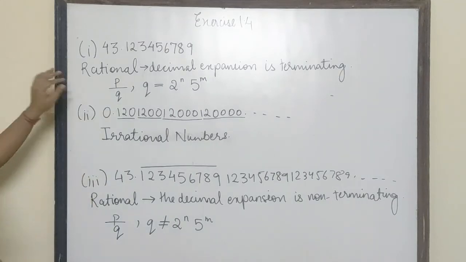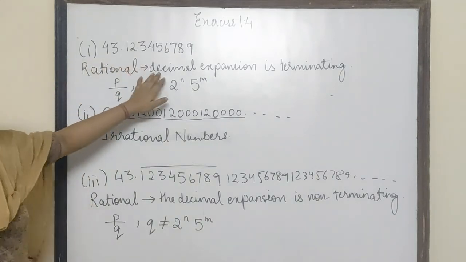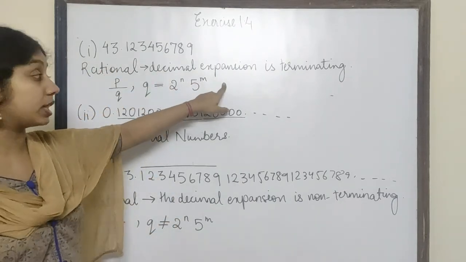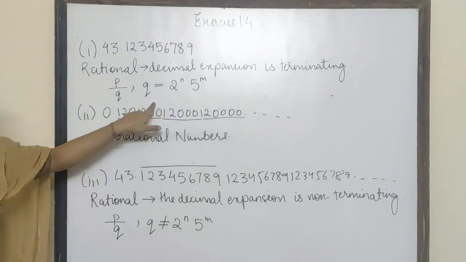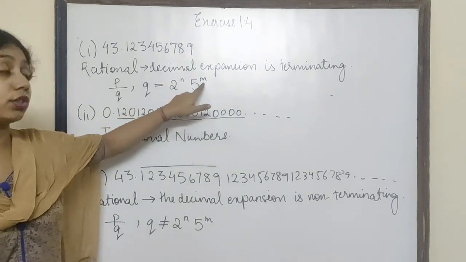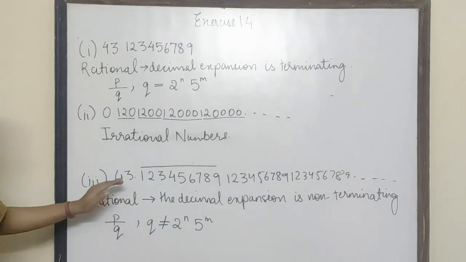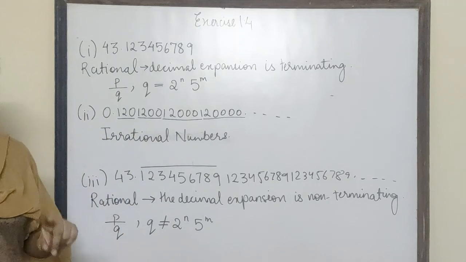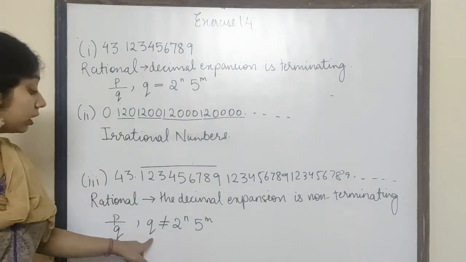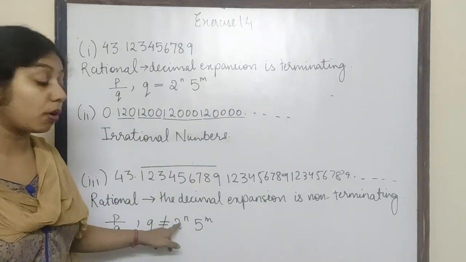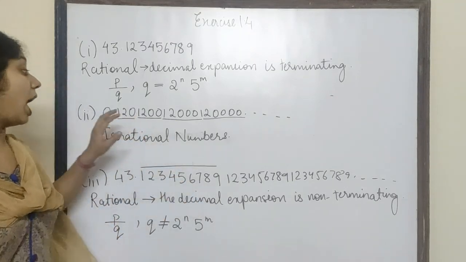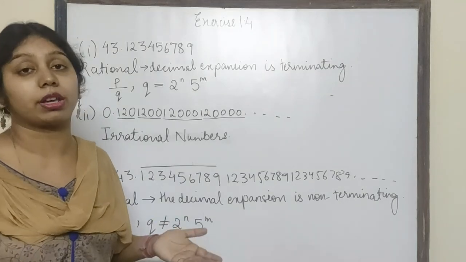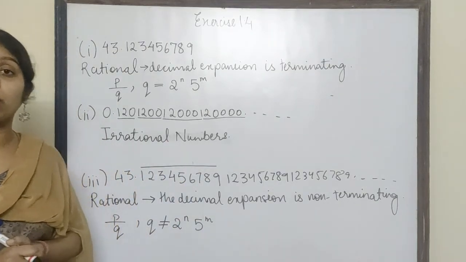Is that clear? So the first one is a rational number. Whenever the decimal expansion is terminating, then q can be written in the form of 2 to the power n, 5 to the power n. But over here, this is also a rational number, but the decimal expansion is non-terminating, and then q cannot be written in the form of 2 to the power n, 5 to the power n. And the other one is an irrational number, so there is no question of writing it in the form of p by q. I hope this chapter is very clear to you all children.